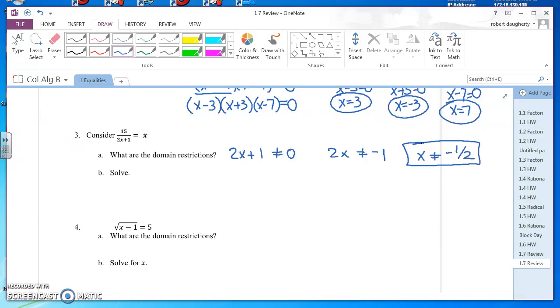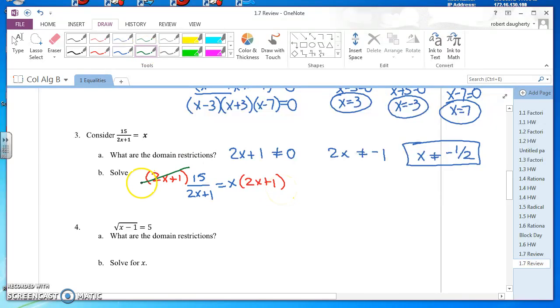Okay, so to solve this, I need to multiply by the common denominator. The common denominator is 2x plus 1. So I'm going to multiply this entire equation times 2x plus 1. So all I did was multiply on both sides by 2x plus 1. The whole point of that was that that will make the denominators go away, and the problem becomes 15 equals x times 2x plus 1.